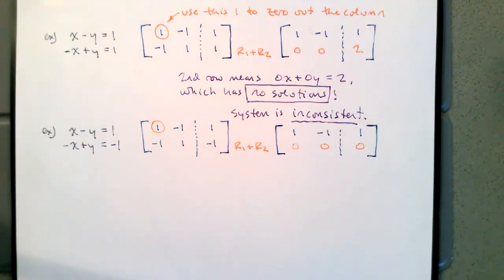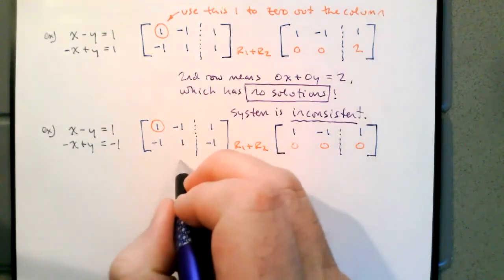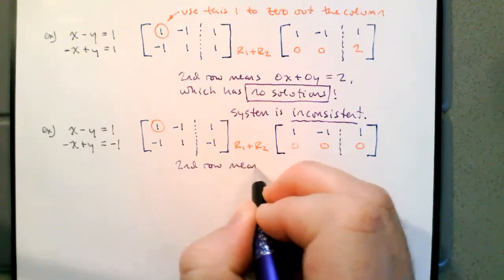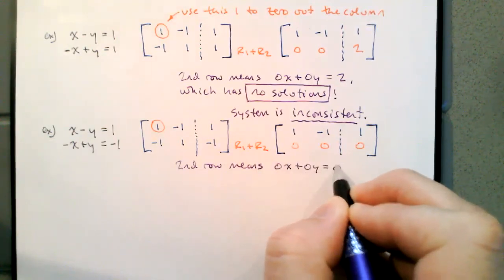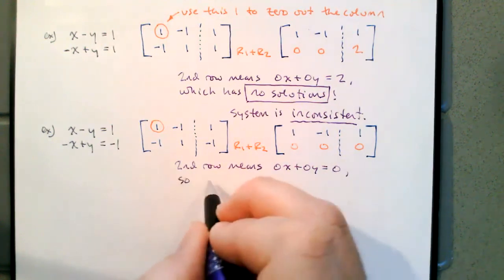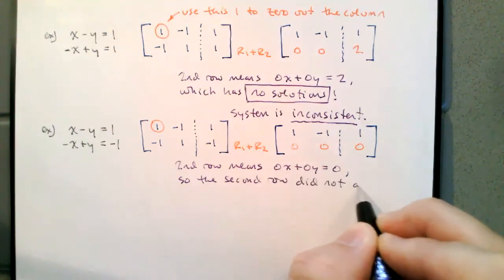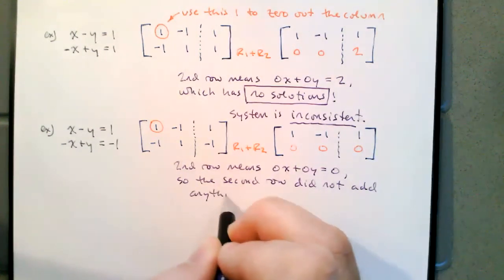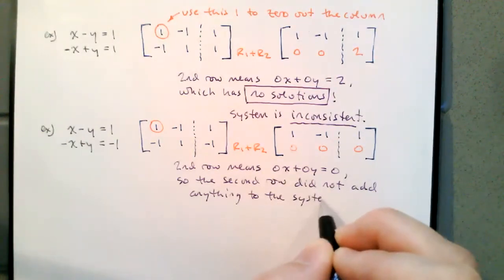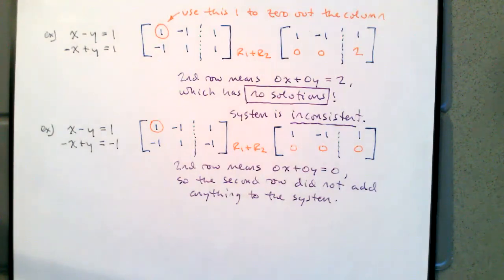So we can see that the second equation is not adding anything. This is telling us the second equation was the same as the first equation. The second row now means 0x plus 0y equals 0. So the second row did not add any information. In this case, the second row is just essentially a copy of the first row. Now, in this case, it means there are infinitely many solutions.